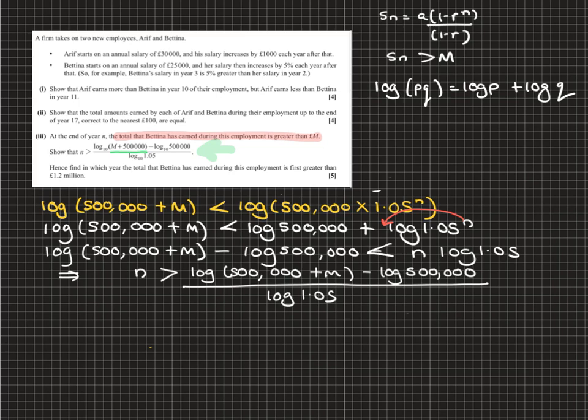Now, the end of this question simply makes use of this: hence find the year in which the total earned is first greater than £1.2 million. So we need to substitute m equals £1.2 million into this result here, and this gives us n is greater than 25.082... So n equals 26 years for the first year during which she earns more than a total of 1.2 million.